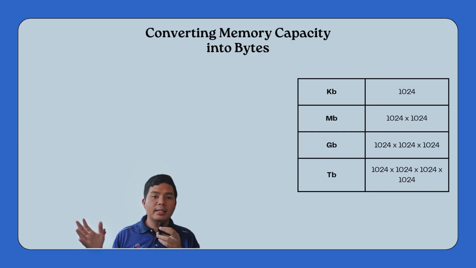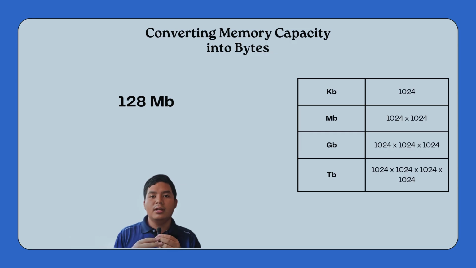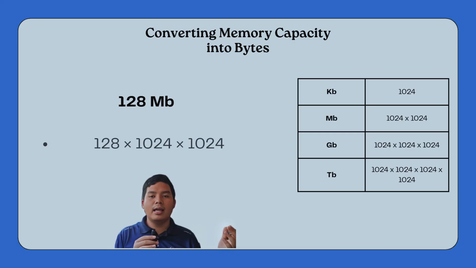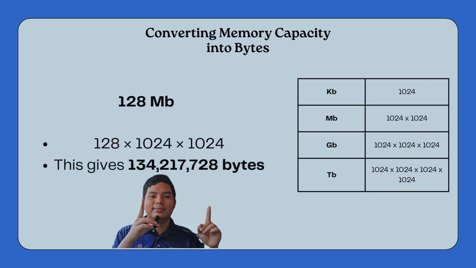So firstly, we will look at the 128 megabytes. If we refer to this table again, we will see that for megabytes, we need to multiply by 1024 twice. So the calculation will be 128 times 1024 twice, and we will get this answer.